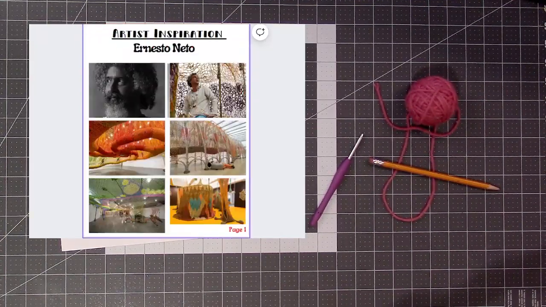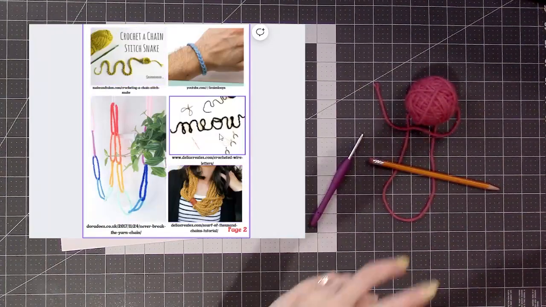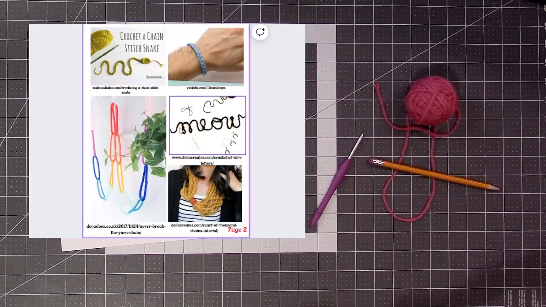All right, so on our first page, you'll see Ernesto Neto, our inspiration artist, and he created all of his artwork, well, all of this artwork using yarn, and he used a method called crochet. Today you're going to make some yarn art, of course, and I will teach you how to crochet a chain. And these are some different things you could do with that chain, just some ideas.